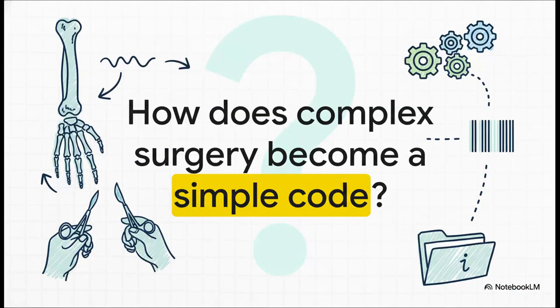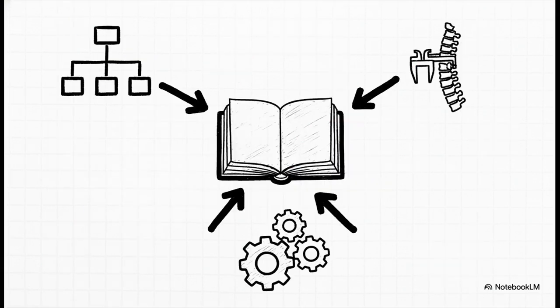I mean, we've all been there, right? You look at a medical bill, you see this string of numbers, and it just feels completely random. How in the world do they get there? How does the physical act of what a surgeon does in the operating room get translated into this universal language for billing and records? Well, it turns out it's not random at all.